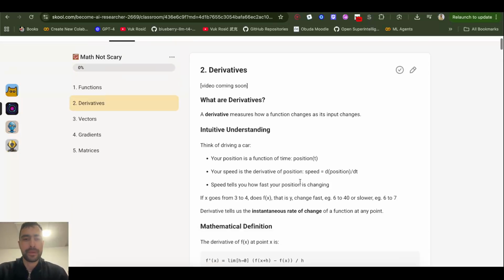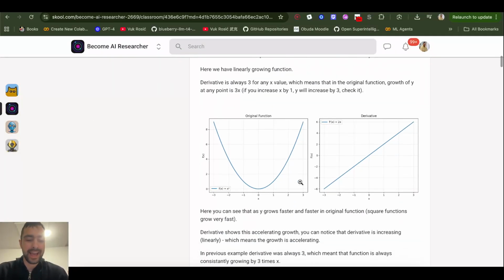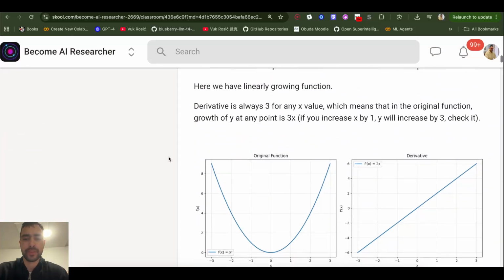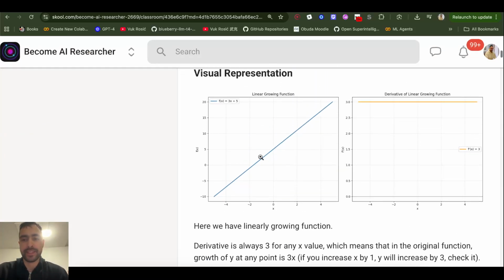Hello guys, let's learn about derivatives in machine learning and AI. Hopefully you watched the functions lesson, so you know what functions are. So derivatives, let me say, are the rate of change of the function. So what does that mean?